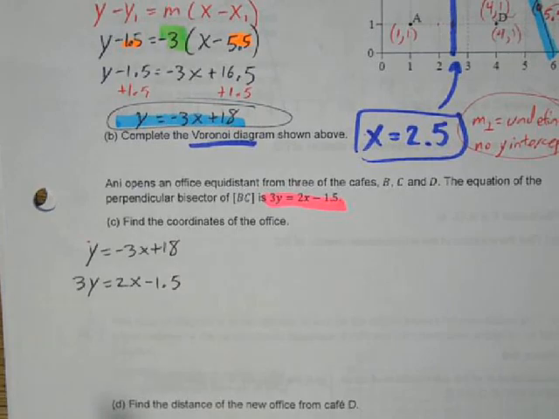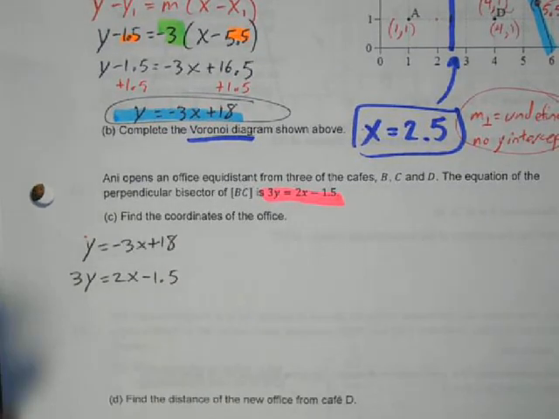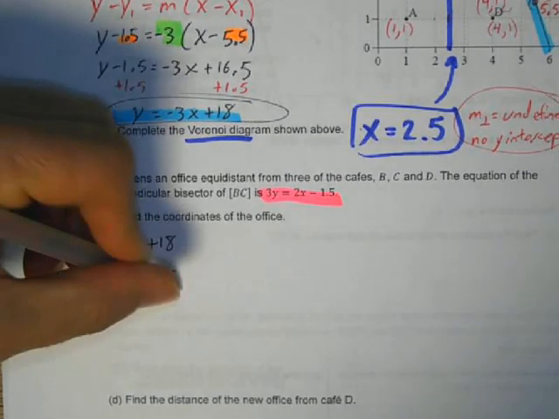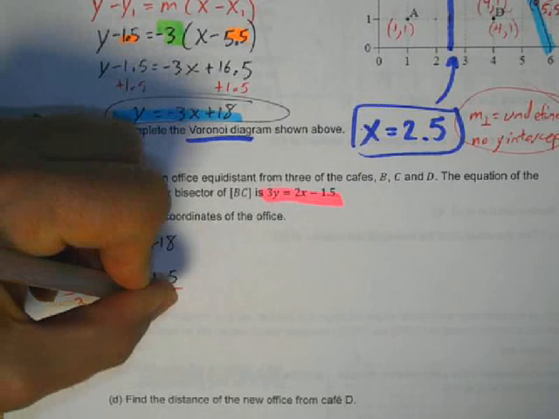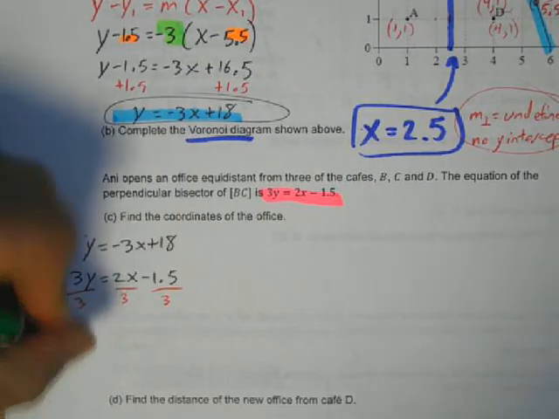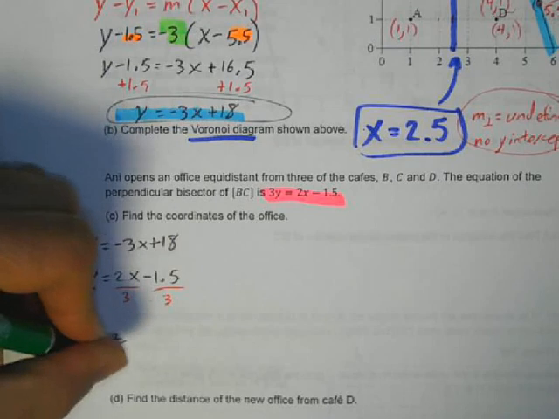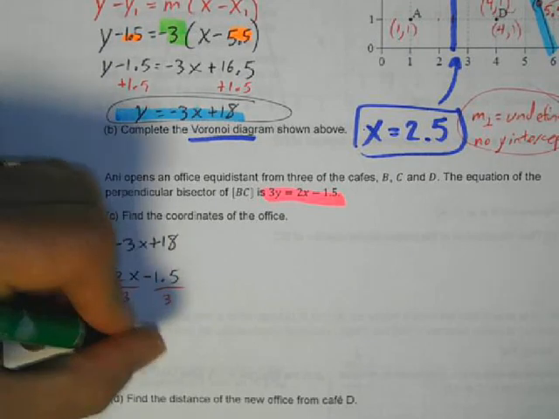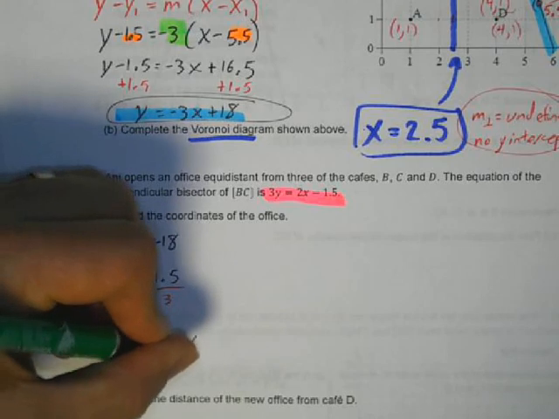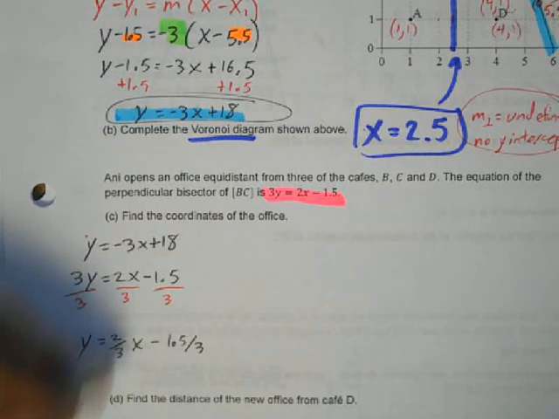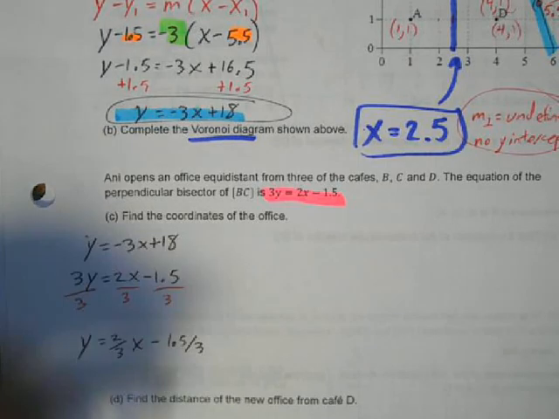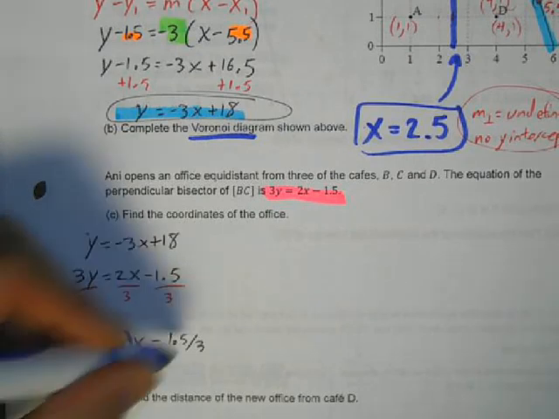I'm just going to show you how to do it. I could do it algebraically or with the calculator. Let's do it with the calculator, because we've got a lot to do here in this assignment. So I'm going to divide everything by 3. And so now I've got y equals 2/3 x minus 1.5 divided by 3. If you're going to type this into your calculator, you really need to put parentheses here.